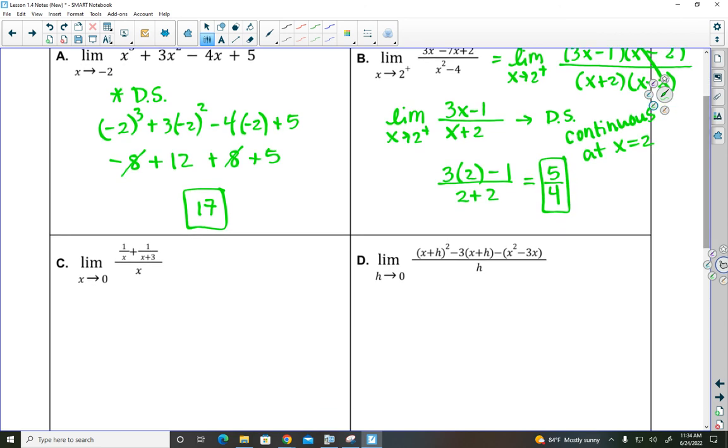Okay. What do you notice when you look at part C right away? It's a complex fraction, so we should use the lowest common multiple to help us evaluate that. That lowest common multiple is just going to be multiplying those 2 denominators. So I'm going to multiply this by x times x plus 3 right away.